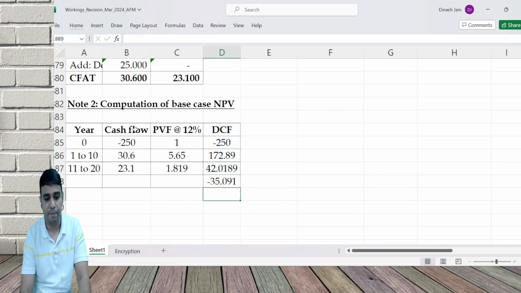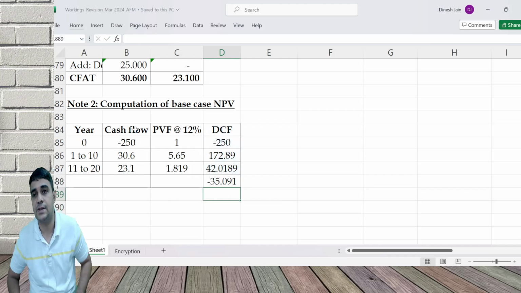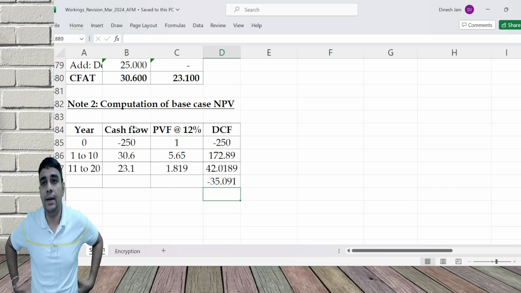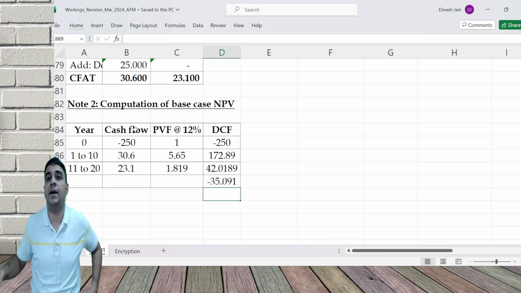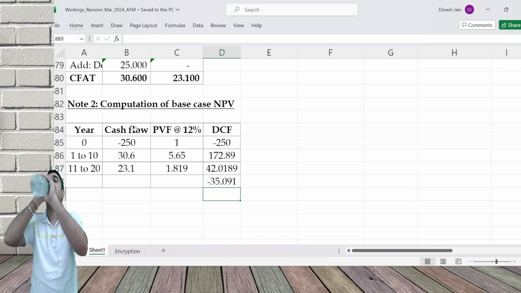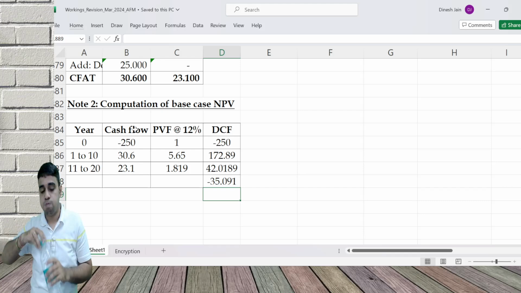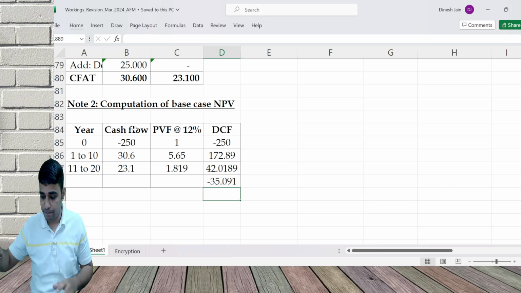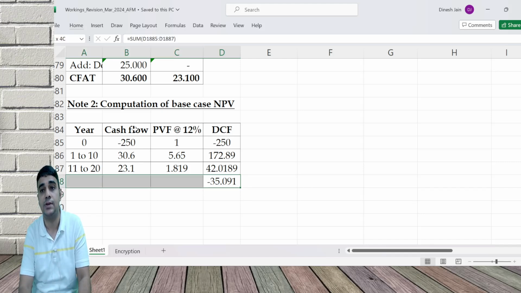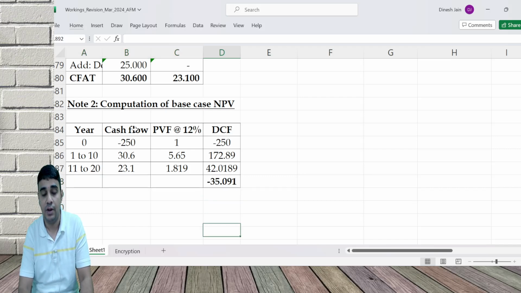So it is a bad project on a standalone basis. Only the debt part can save this project. Maybe debt comes to its rescue. Any doubts till this? Can we proceed?